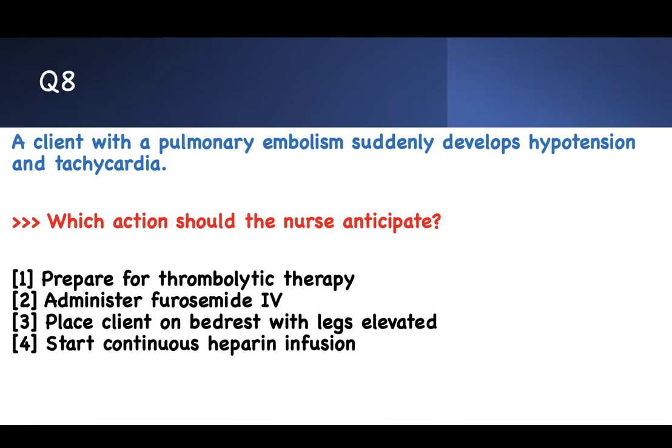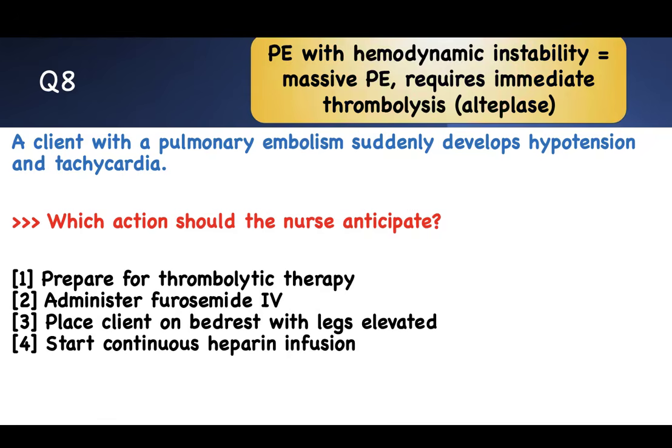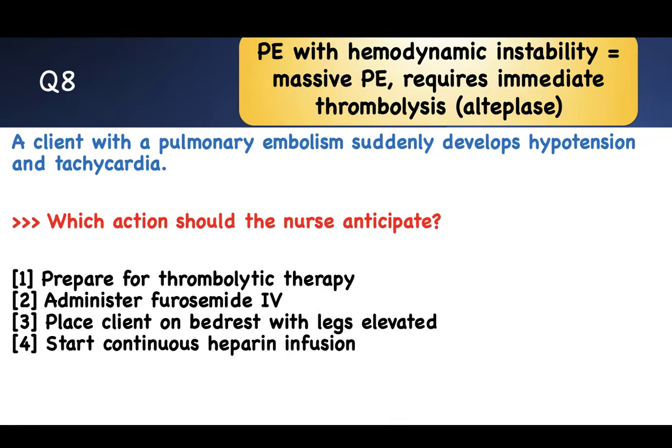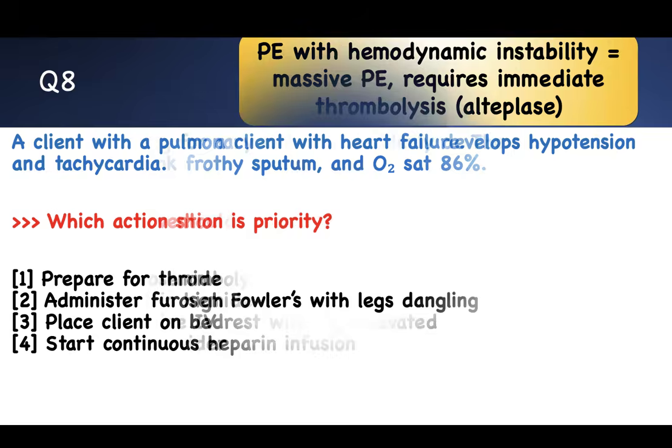I know physiological adaptation can be very intimidating, but you need a little bit of content, some common sense, and to think critically, and say, I need to save this patient. The best thing to do is to provide a thrombolytic. Pulmonary embolism with hemodynamic instability is a massive PE. It requires immediate thrombolysis, which is tPA, thrombolytic therapy. So that's the right answer.